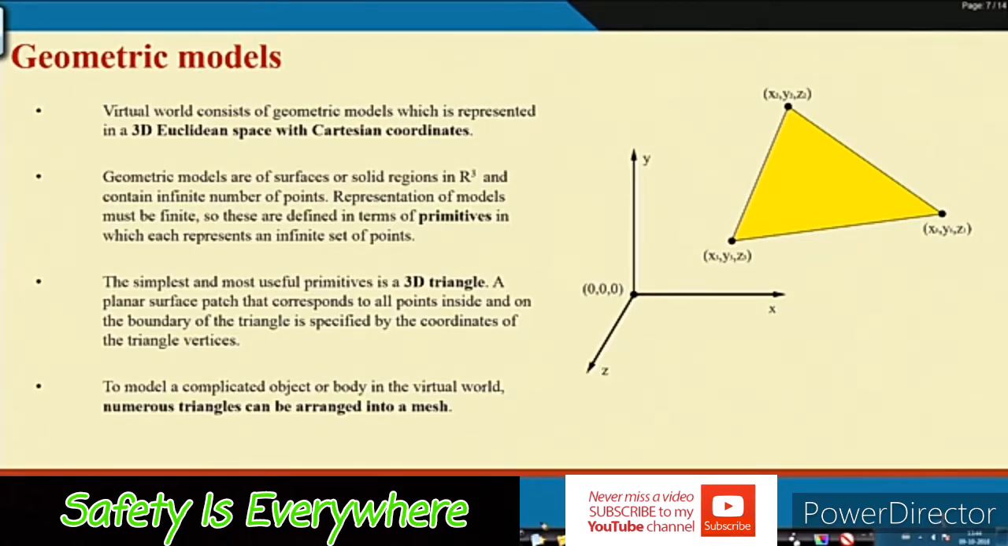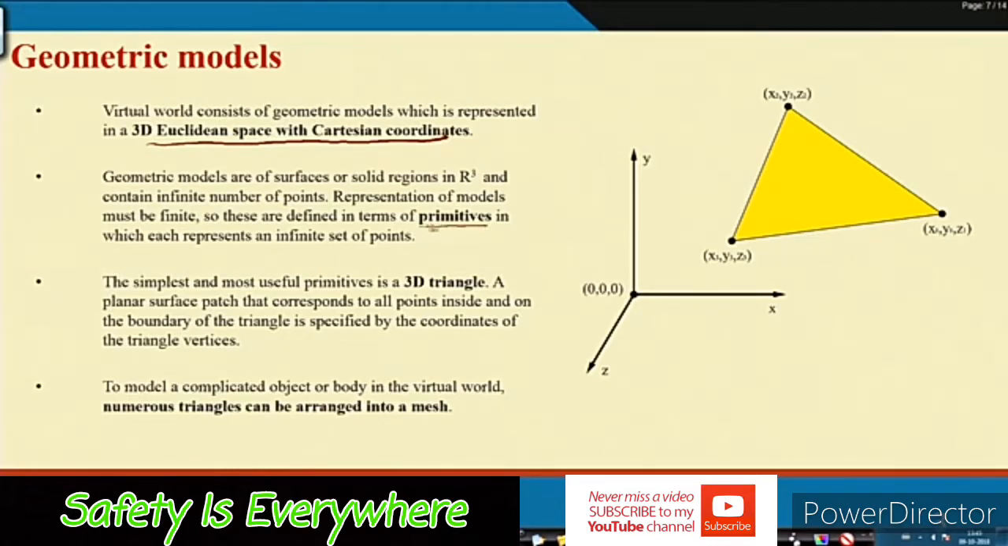a 3D Euclidean space with Cartesian coordinates. So we should be focusing on this particular line, that is 3D Euclidean space with Cartesian coordinates. Then the geometric models are the surfaces of solid regions in R^3, the real world, which contain infinite numbers of points. The representation of models is done in terms of primitives, in which each represents an infinite number of points.